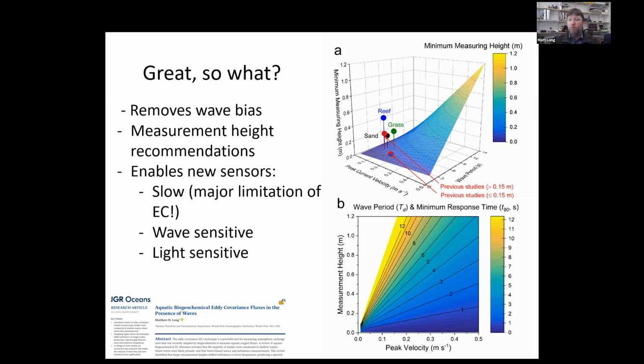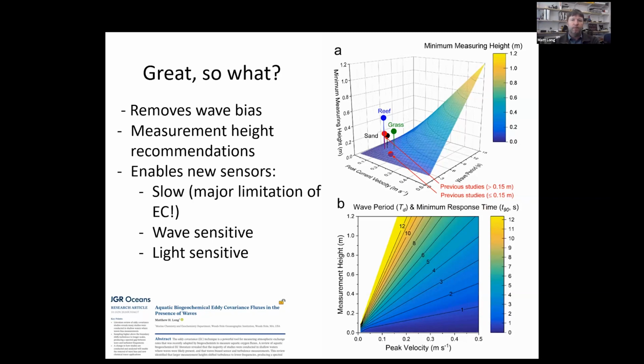So we can also remove any wave sensitive sensors. By doing these cutoff frequencies, you can remove problems with sensors that are sensitive to waves. And we're also now packaging our sensors in flow through paths, so we can now utilize sensors that are also light sensitive. So these are benefits of being able to do this analysis in the frequency domain. And I'll talk about a couple of other advantages going forward.